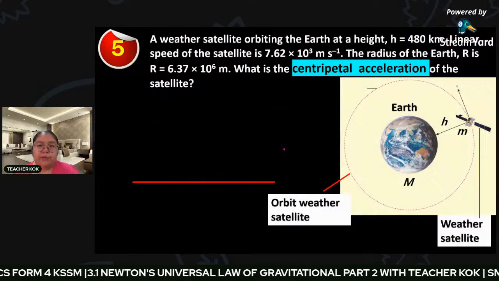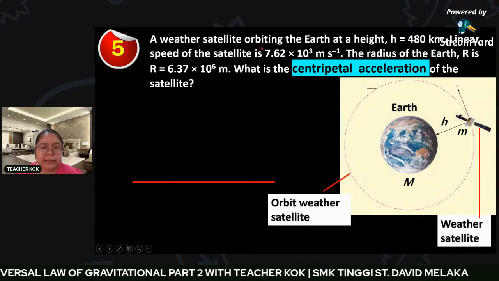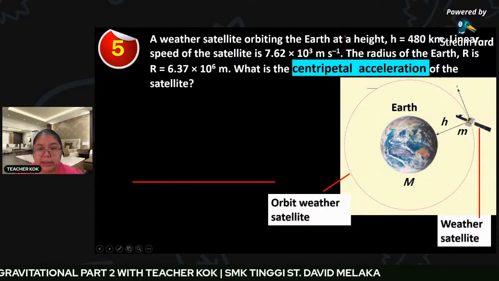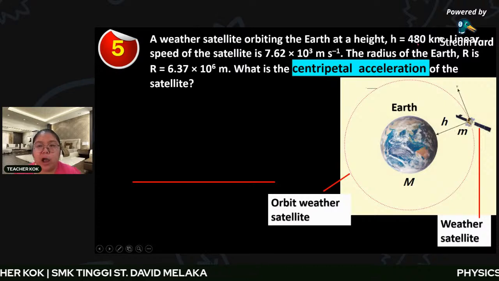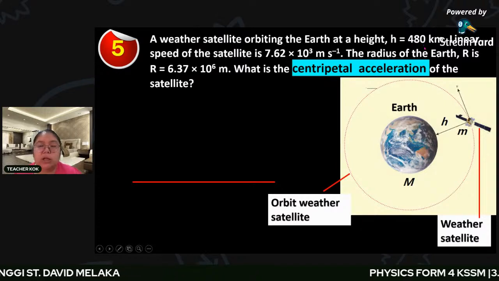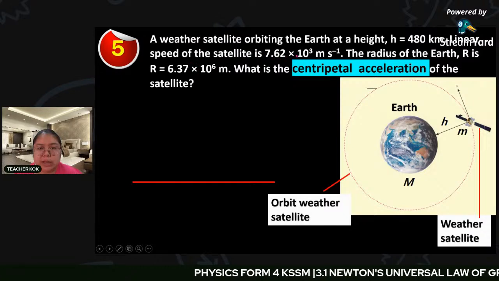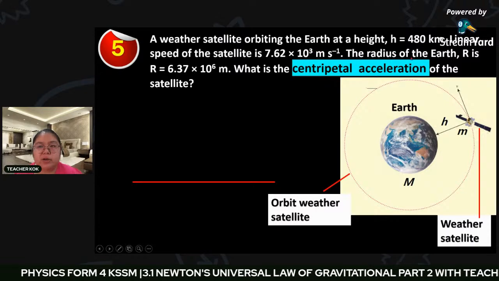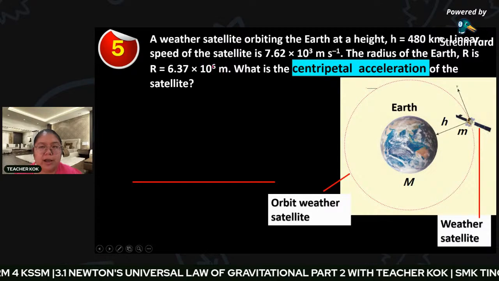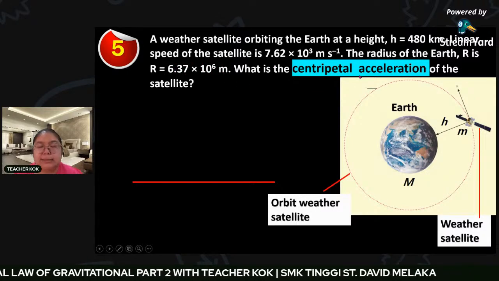Okay, so from here we can try example 5. A weather satellite is orbiting the earth at the height h. H is 480 kilometers. The linear speed of the satellite is 7.62 times 10 to the power of 3. So this one is V. The radius of the earth is R, and R is provided. What is the centripetal acceleration?